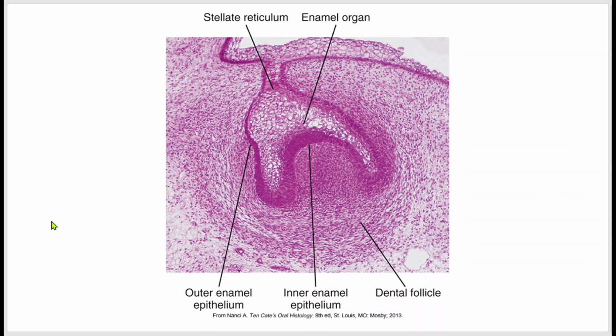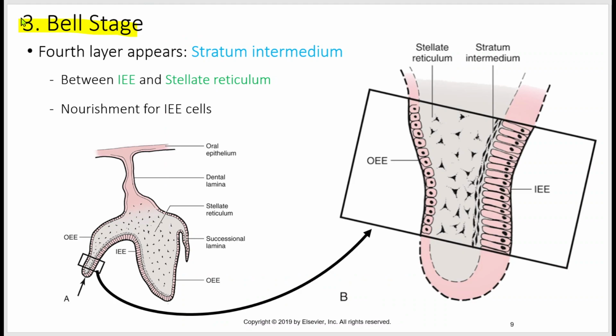Successional lamina. Okay. So let's get to the third and last step of the enamel organ stages. The main difference here, you can see it almost looks the same. I mean, we're trying to make it simple, but the main difference is that a new fourth layer would appear, which is the stratum intermedium. The stratum intermedium is a layer that would appear between the stellate reticulum and the inner enamel epithelium. What the stratum intermedium does is to nourish the inner enamel epithelium layers.